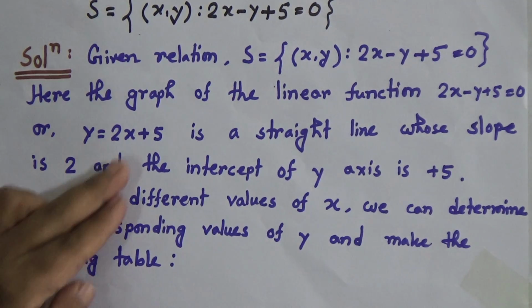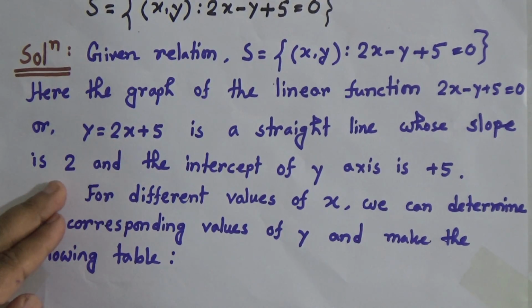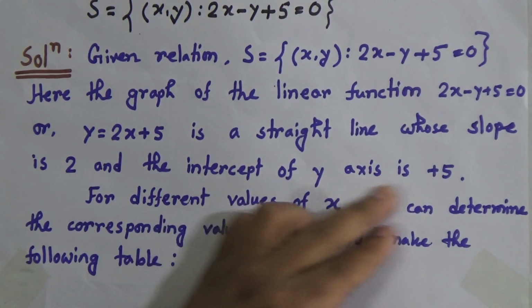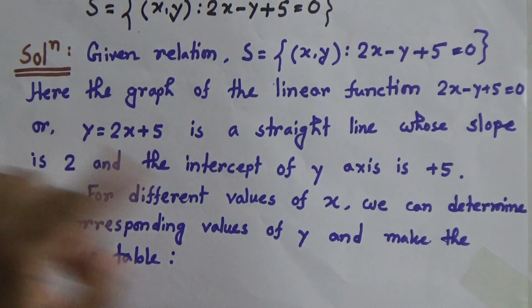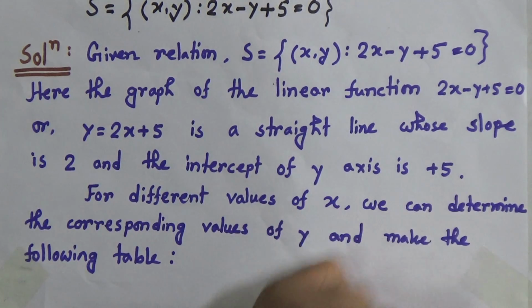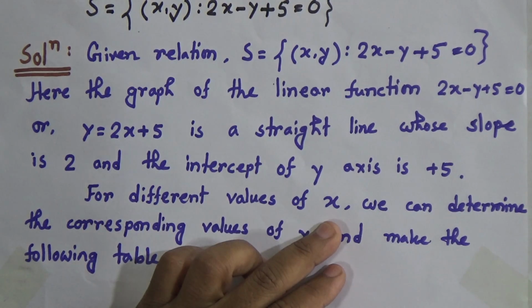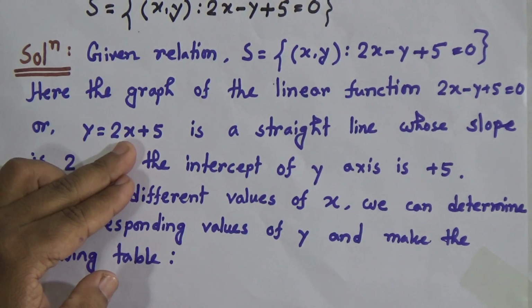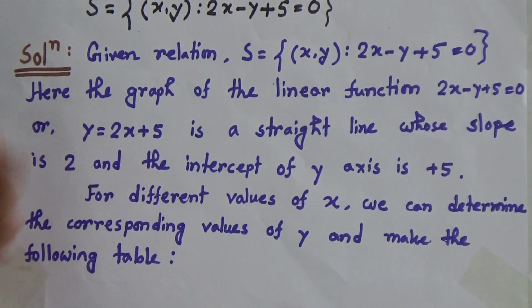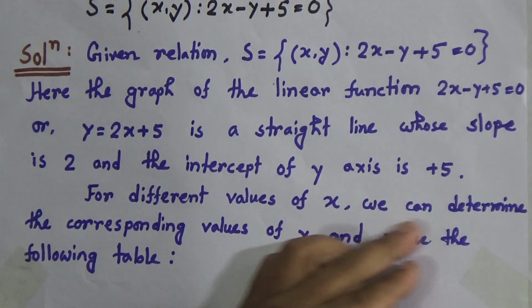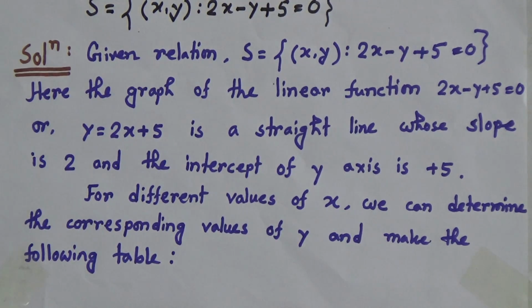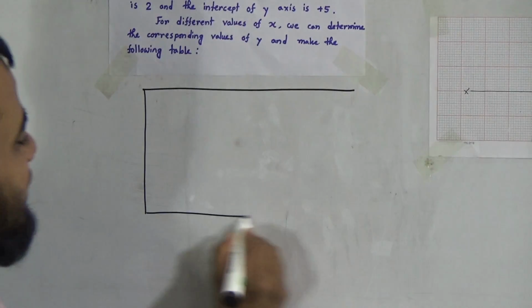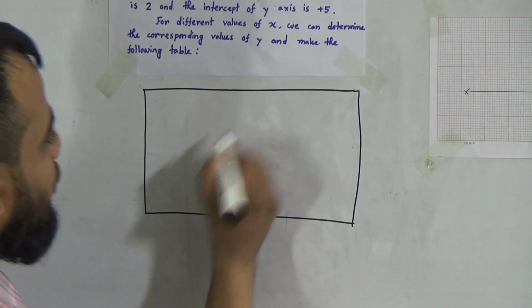Here the coefficient of x is 2, which is called the slope, and the intercept of the y-axis is plus 5. This is our constant, plus 5, which is the intercept of the y-axis. For different values of x, we will put different values of x in this equation and find out the corresponding values of y, and make the following table. We will write down a table here to determine the graph.